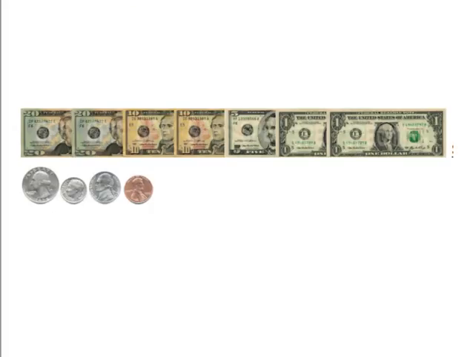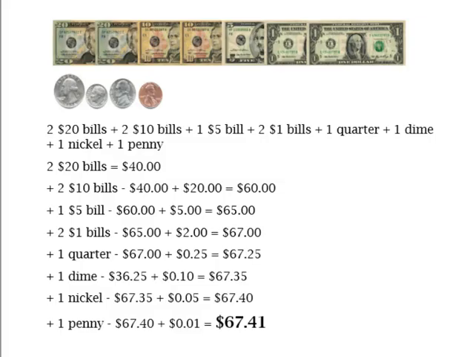For this question, we have 2 $20 bills, 2 $10 bills, 1 $5 bill, 2 $1 bills, 1 quarter, 1 dime, 1 nickel, 1 penny. So looking at this amount of money, can you tell me what the total is? Our total is $67.41. Let's take a look.